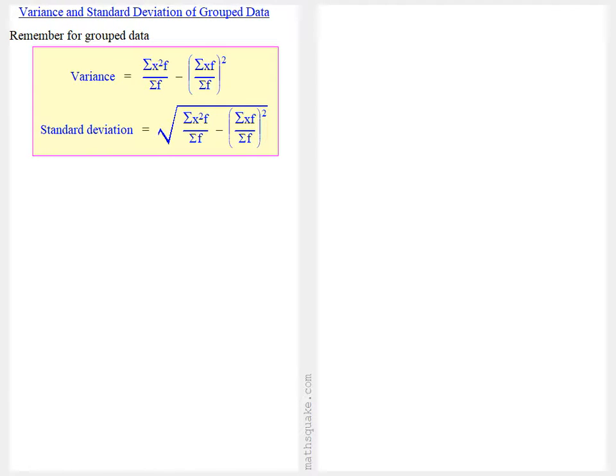So for the variance and standard deviation of grouped data, we've got two new formulae. Remember, the variance is the sum of the x squared f over the sum of f, minus the sum of xf over the sum of f, all squared. And the standard deviation is the square root of that.